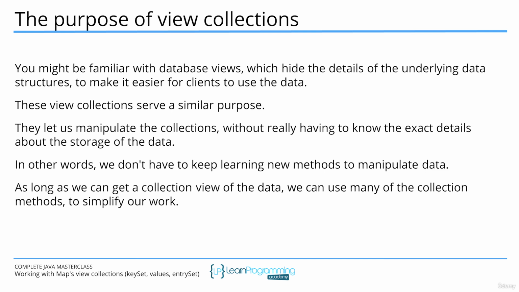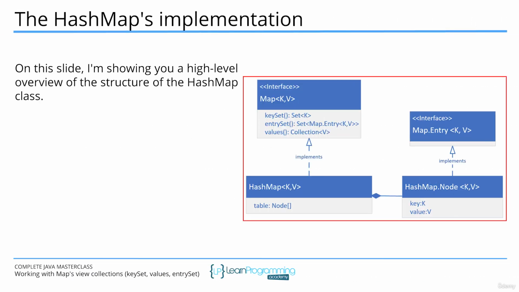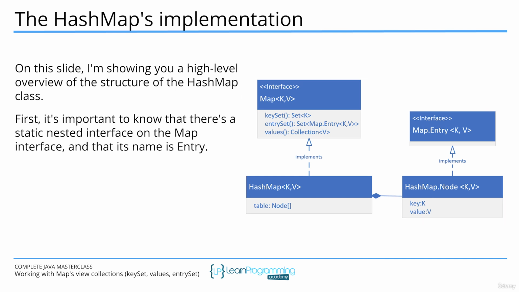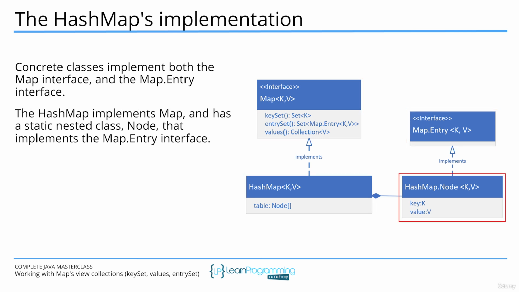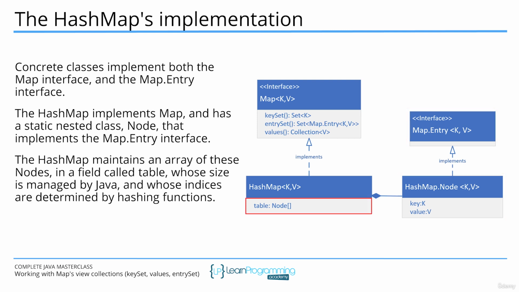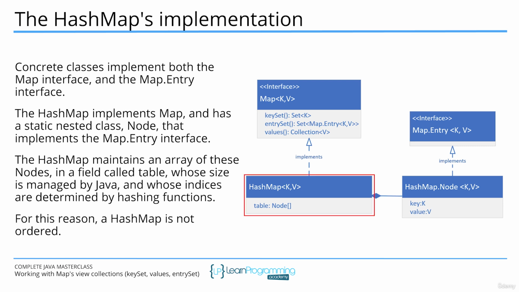As long as we can get a collection view of the data, we can use many of the collection methods to simplify our work. On this slide, I'm showing you a high-level overview of the structure of the HashMap class. First, it's important to know that there's a static nested interface on the Map interface and that its name is Entry. Concrete classes implement both the Map interface and the Map.Entry interface. The HashMap implements Map and has a static nested class, Node, that implements the Map.Entry interface. The HashMap maintains an array of these nodes in a field called table, whose size is managed by Java and whose indices are determined by hashing functions. For this reason, a HashMap is not ordered.